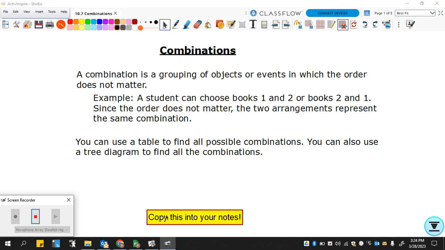So you can use a table to find all the possible combinations, or you can also use a tree diagram to find all the combinations. So when you are copying this into your notes, you do not need to write the example down.